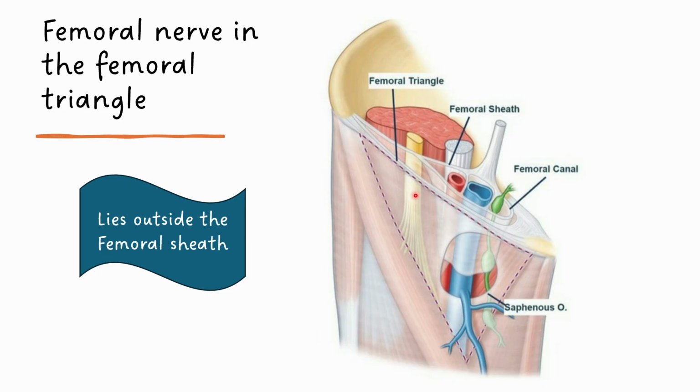Now why does it lie outside? Because the femoral nerve is formed deeper in the abdomen, in the posterior abdominal wall, from the lumbar plexus. So that is why during its course it is outside the sheath.